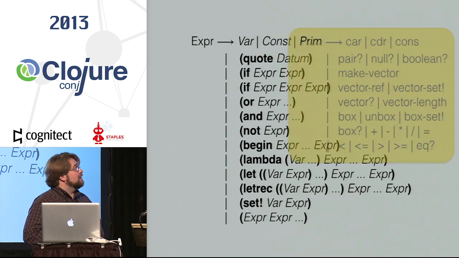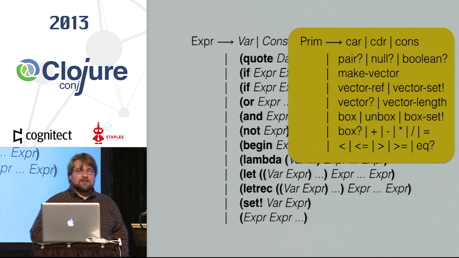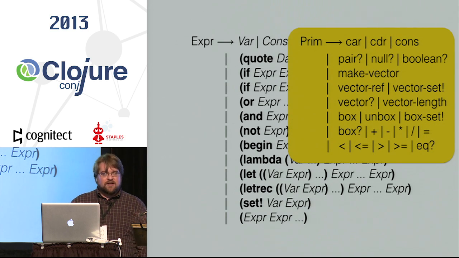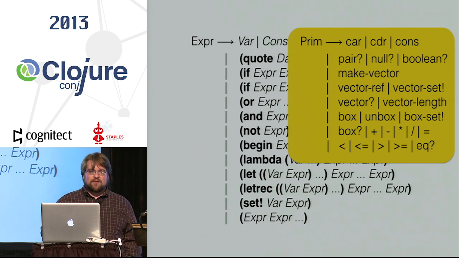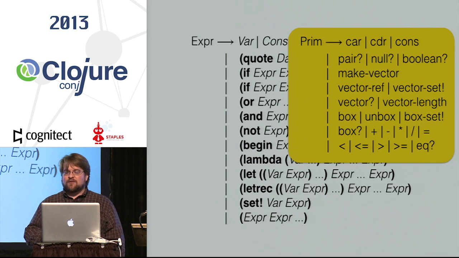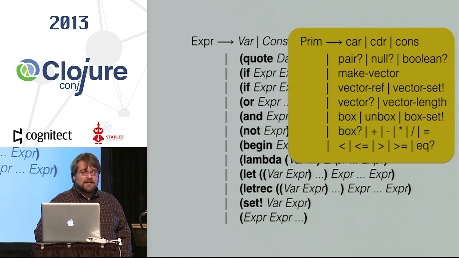And then we're going to implement a handful of primitives. So car, cdr, cons, pair?, and null? for dealing with lists and pairs, boolean?, make-vector, vector-ref, vector-set!, vector?, vector-length, box, unbox, and box-set!, which is not something that we have the students implement, but we're going to use it for something. You'll notice that I didn't put set-car! or set-cdr! in there, so my lists are immutable. We've got plus, minus, times, divide, equal. Those are all going to operate over our 61-bit integers.